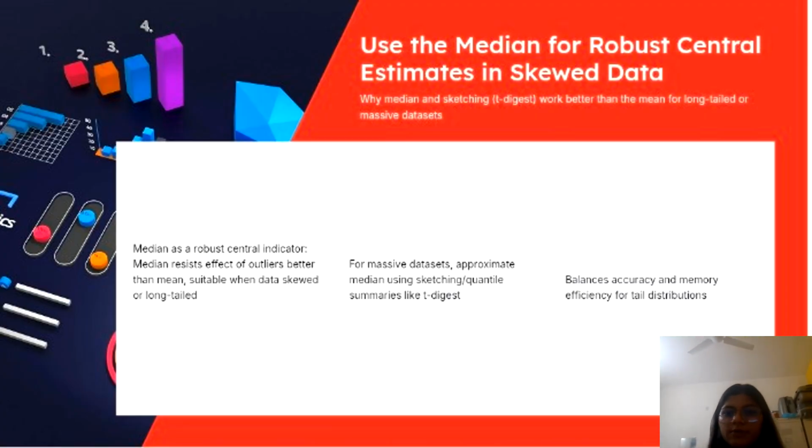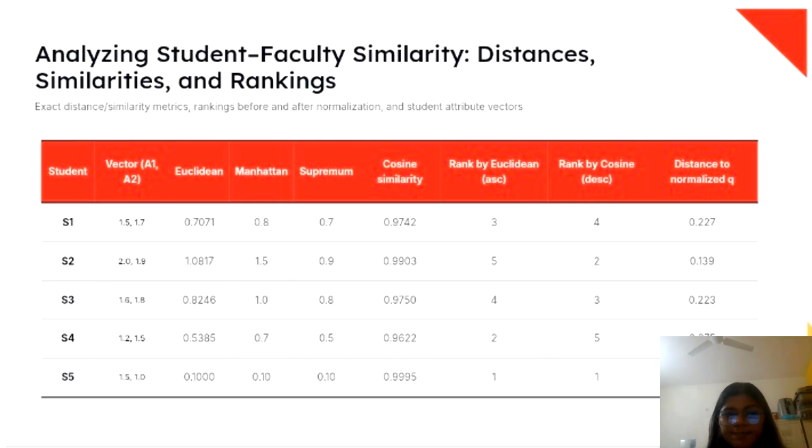Use the median for robust central estimates in skewed data. Why does the median work better than the mean for long tails? The median is a robust central indicator. It resists the effect of outliers better than the mean, especially when data is skewed or long-tailed. For massive datasets, approximate the median using sketching and quantile summaries like t-digest, which balance accuracy and memory efficiency for tail distributions.